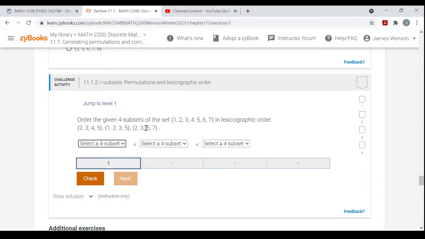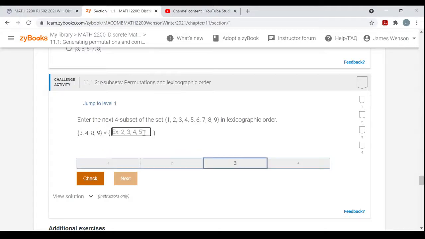All right, so this one is put the subsets in lexicographic order. Just make sure to rearrange the elements in the subset first. Right? The next level, same thing. Put these in order. Then what would be the next one?